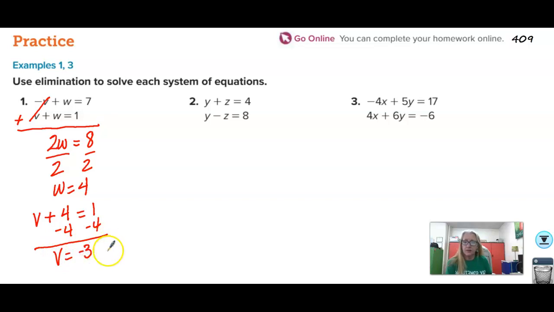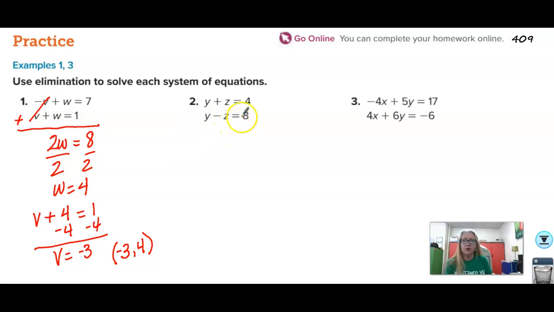So the point that solves this system of equations is, we would put v first, so it would be negative 3, 4. Whenever you have letters that aren't x and y, always do alphabetical order. Do the one that comes first in the alphabet first. So we would put v first.